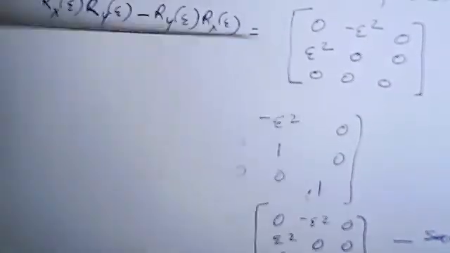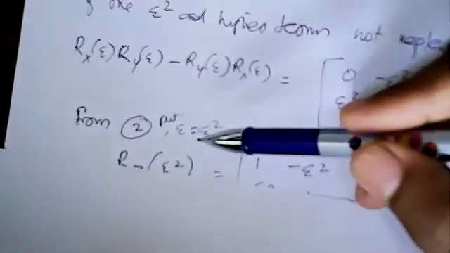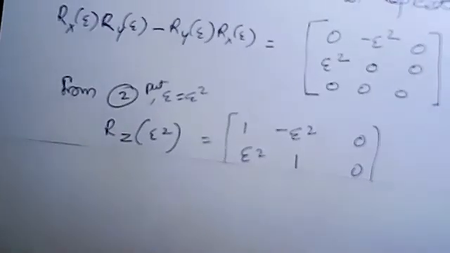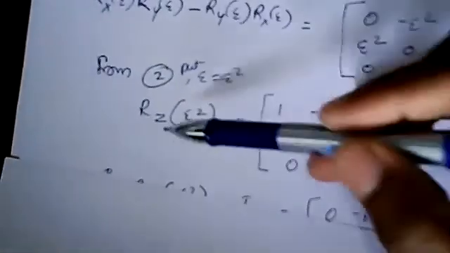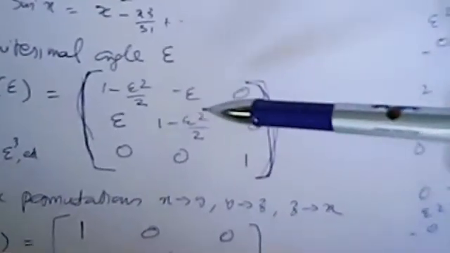Now in equation number 2, you put epsilon equal to epsilon square. That means you substitute the angle epsilon with epsilon square. Then what happens? R at epsilon square becomes, I will show you what equation number 2 is. See, this was equation number 2. In this, you put epsilon equal to epsilon square.